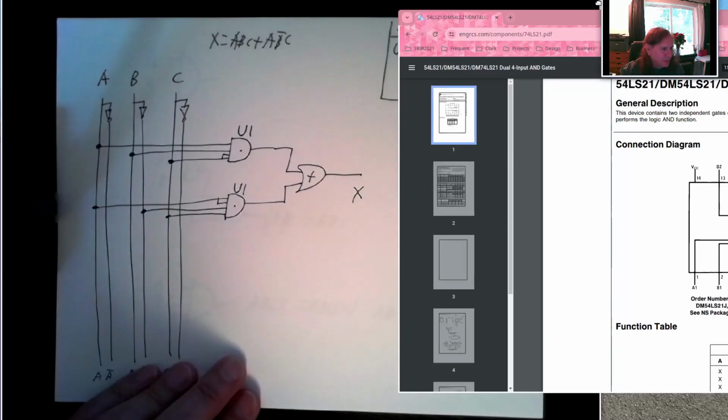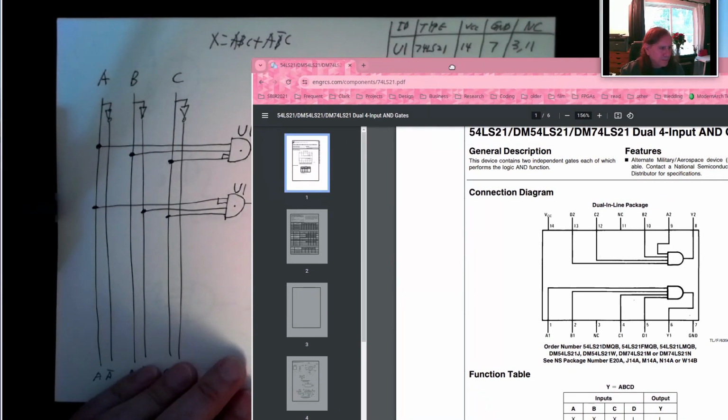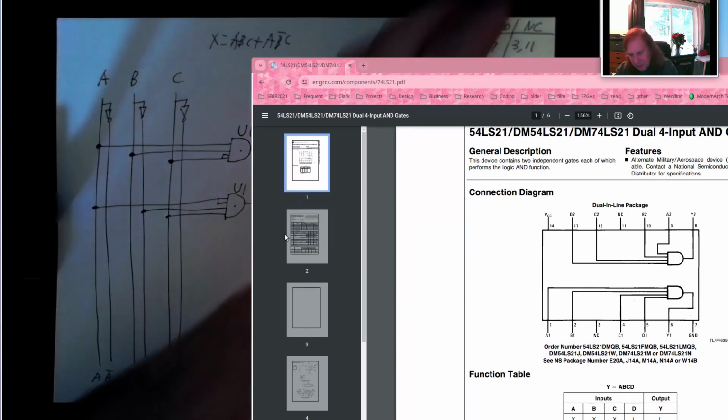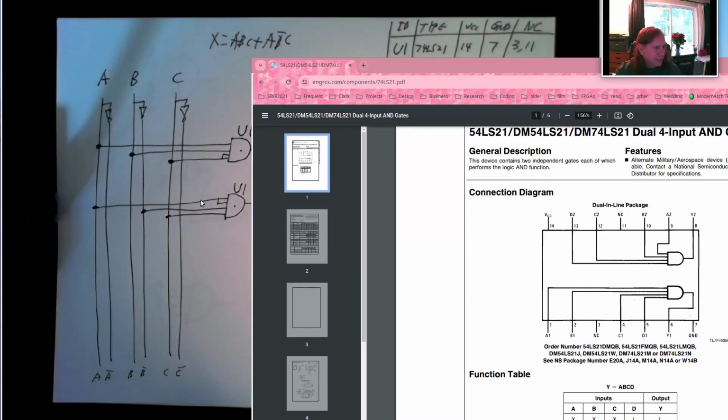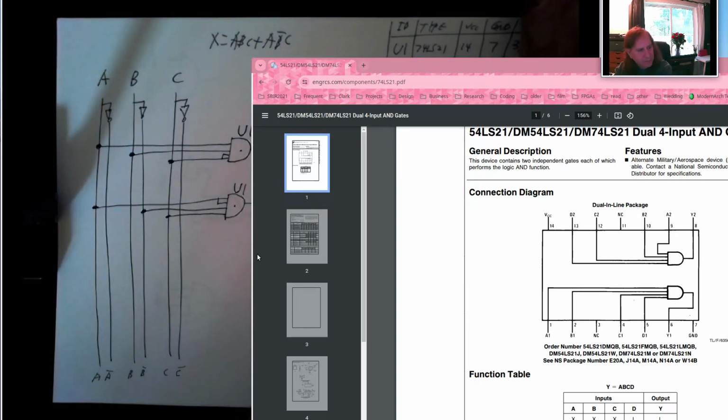And now I'm going to label the pins on this first 4-input AND gate.